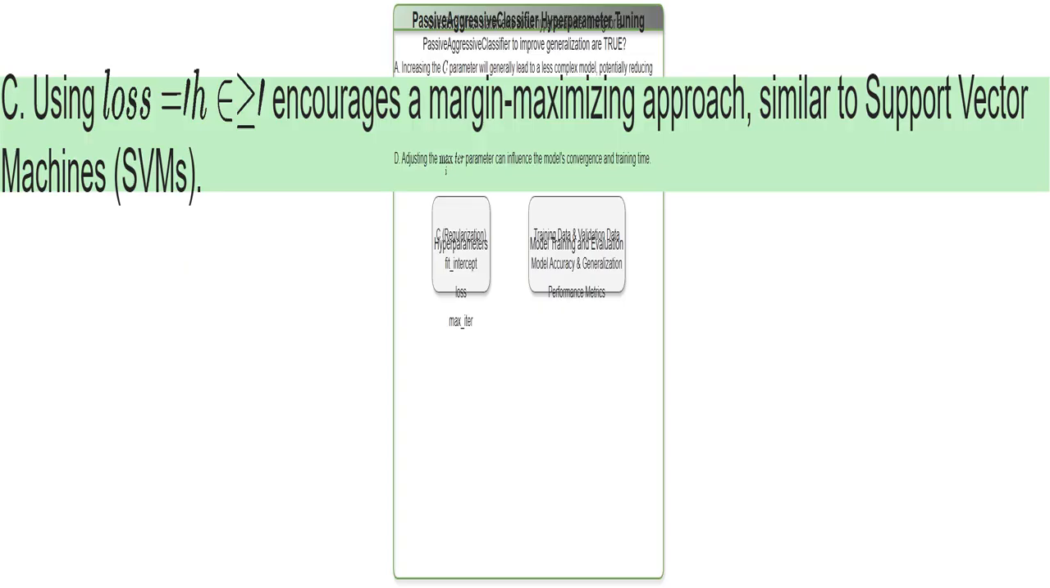The loss equals hinge setting uses a hinge loss function. What does that mean? It means the model aims to create a large margin, a wide gap, between different data categories, making classifications more confident and less prone to errors. It's similar to how support vector machines, SVMs, work, focusing on clear separation.